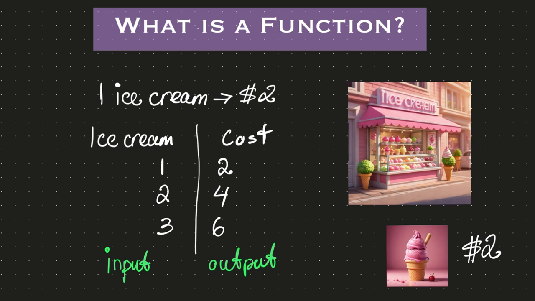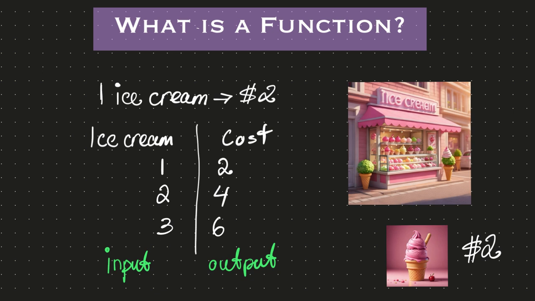I don't have to guess the price. The price follows a rule. If I know the number of ice creams, the cost is already decided. There is no debate. There's no maybe it's this, maybe it's that. That's exactly how function works in math. A function is not about ice cream. It's all about consistency. Every input must lead to one predictable output.